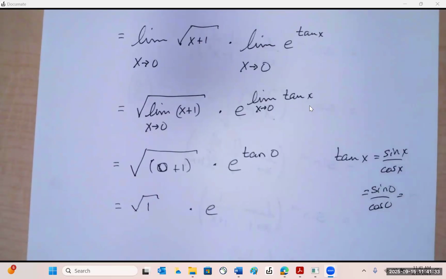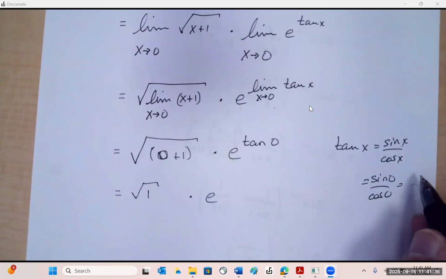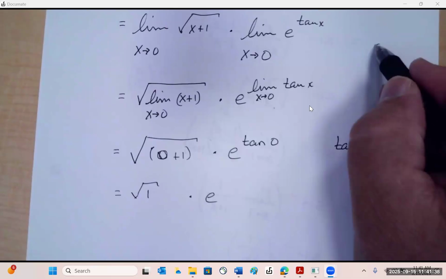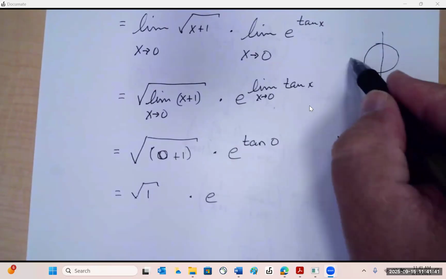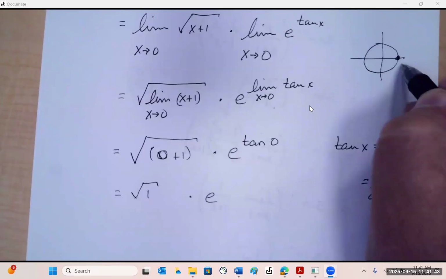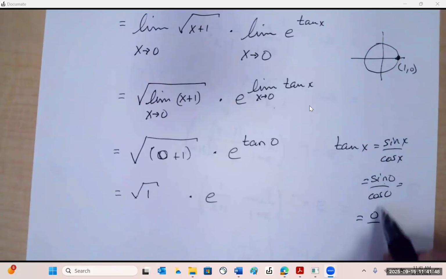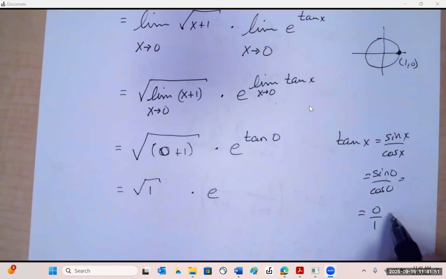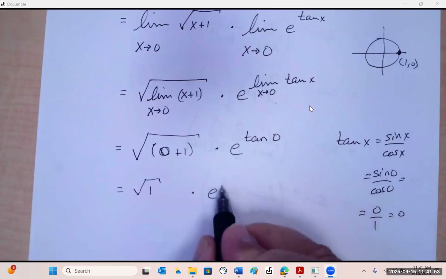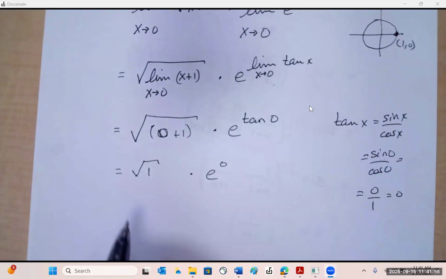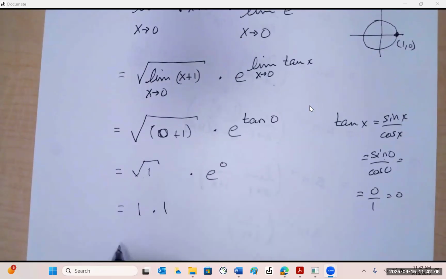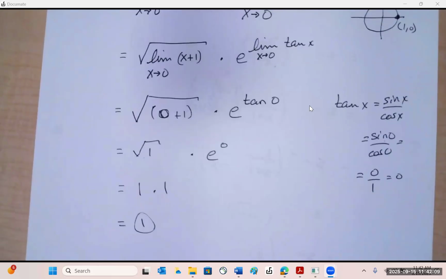What is the sine of 0? 0 degrees is that point there, which is at 1 comma 0. So the sine value is 0, cosine value is 1. So the answer is 0. So tan of 0 is 0. Square root of 1 is 1. E to the power 0 is 1. 1 times 1 is 1. There's your answer.